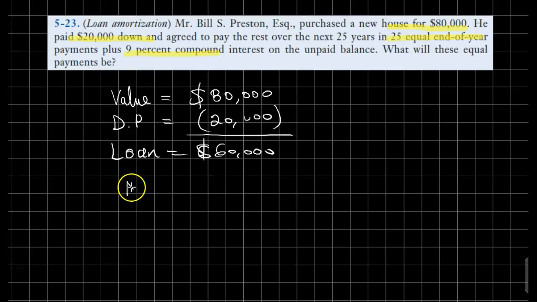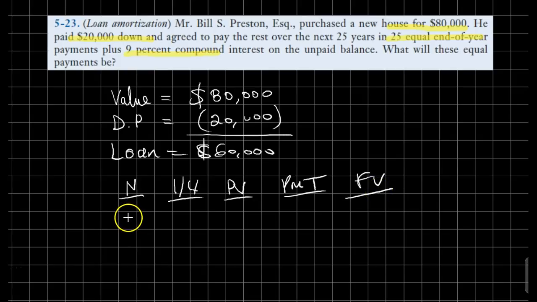Now we can use our financial calculator to figure out what equal end of year payments will be. By now we have memorized all these keys. We have 25 equal payments, interest compounded at 9%. We don't have to make any payment today. We are wondering how much the end of year payments will be, and the future value, we want to pay off the balance on the loan, so future value will definitely be 0.